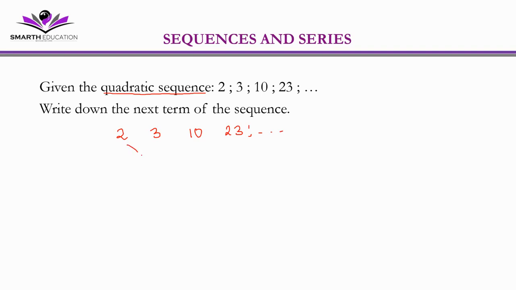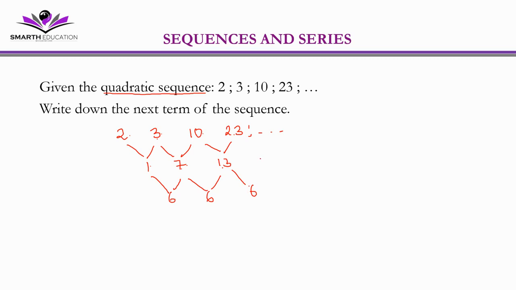Let's do the first differences. 3 minus 2 is 1. 10 minus 3, 7. 23 minus 10, 13. Then 7 minus 1, 6. 13 minus 7, 6. It means here we must say 13 plus 6, isn't it?